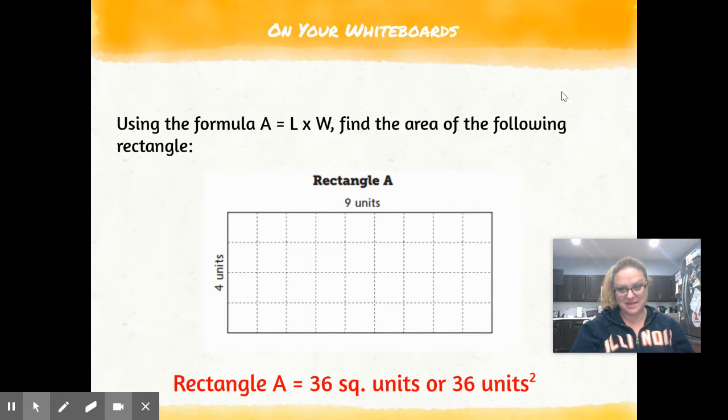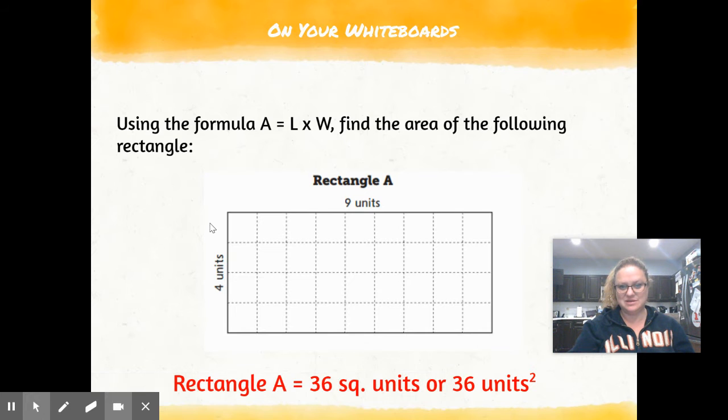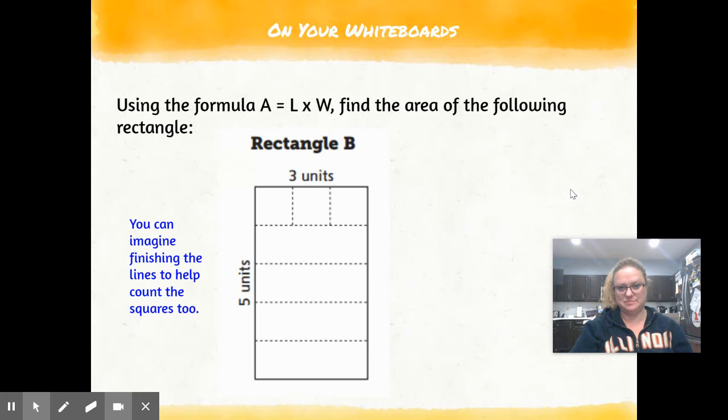And how did you get that? Well, you could have counted all the square units inside here, or we use our formula. Area equals length or base, and you know that this is a rectangle, so these two side lengths are the same. So we did 9 times 4. 9 times 4 is 36.